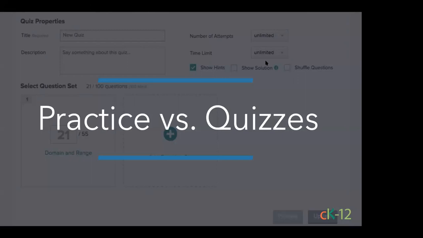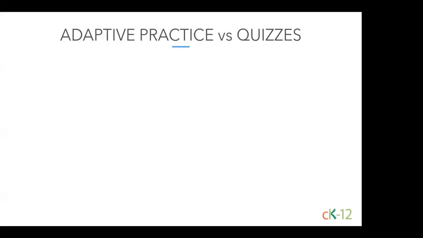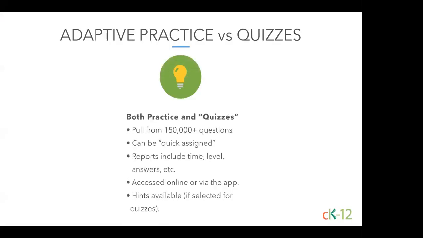So the first thing that we would want to talk about is the ways that practice and quizzes are the same. Both of them pull from our database of over 150,000 plus questions. Those questions are primarily math and science, and then we have some spelling questions in there as well.